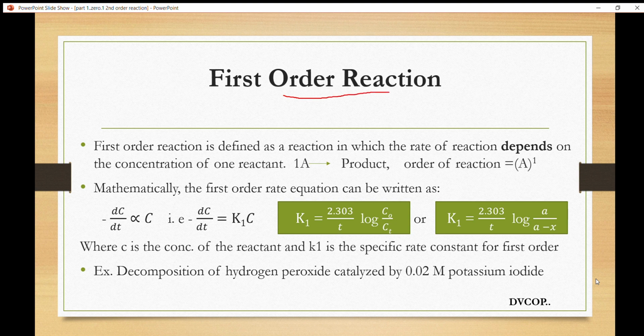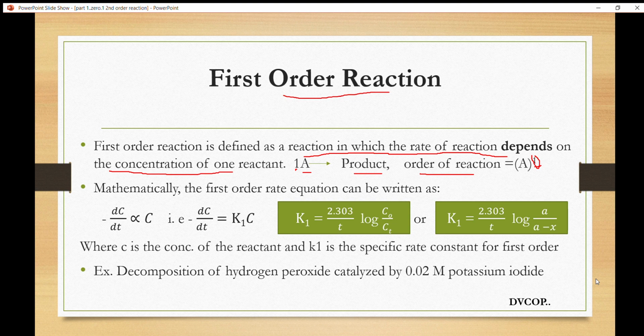First order reaction is defined as a reaction in which the rate of reaction depends on the concentration of one reactant. Here in this equation you can see that A is the reactant and 1 is the moles of that reactant, which gives the product. So according to the law of mass action, order of reaction is equal to the reactant A raised to the molar concentration of the reactant, that is 1. So the overall order of this reaction is first order.